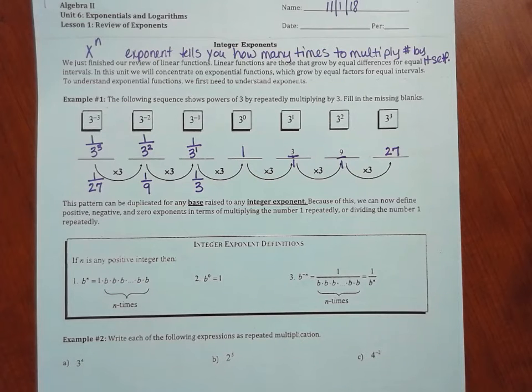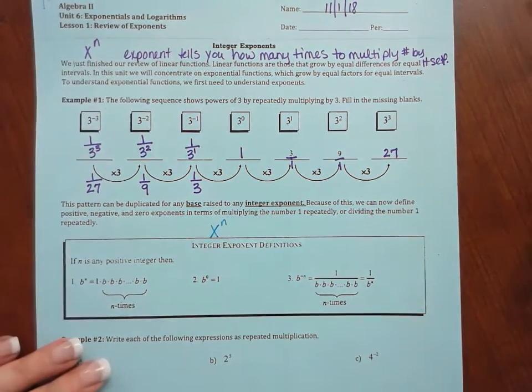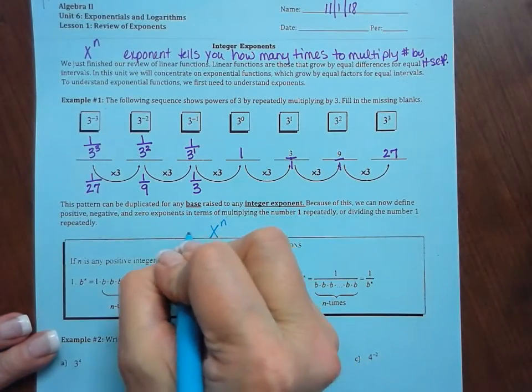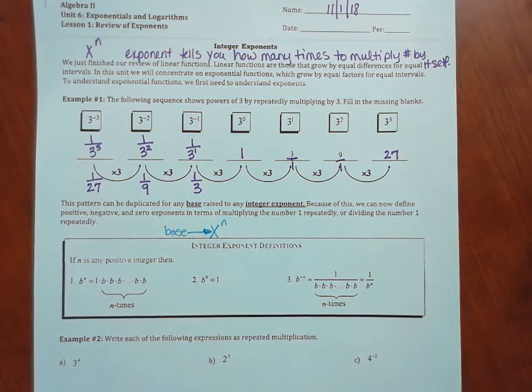Okay, so that pattern, you can do that pattern for any base. When I say the word base, what does it mean in terms of exponents? Well, when I'm talking about an exponent, we have x to the n, correct? That's kind of like a generic way to write an exponent. Agreed? Which one's the base? The x part is, right? That's our base. That's the number that we're multiplying over and over again.